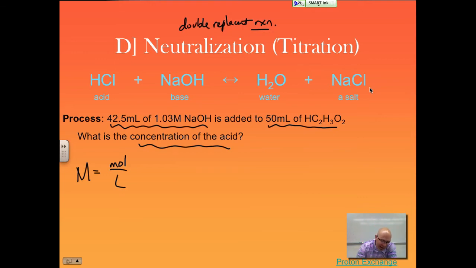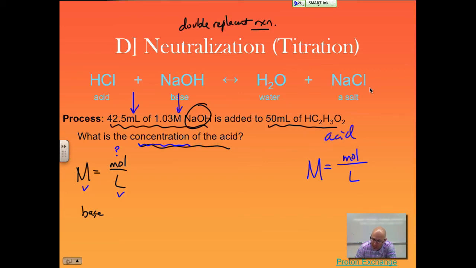And so if I have the milliliters, which in essence is the liters, and I have the molarity, I should be able to rewrite this equation for moles, okay? And notice what I'm asking for, the concentration of the acid. This would be my base, in this case, because I'm given the base, and this would be the acid. I want to know the concentration, which is my molarity. That's what I'm really solving for.